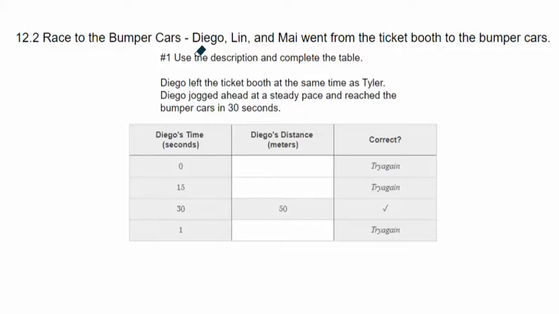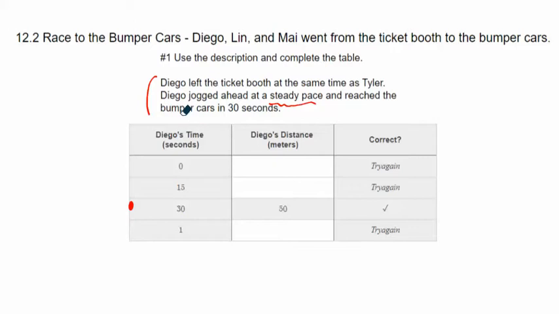Diego, Lynn, and Mai went from the ticket booth to the bumper cars. Here's some information you're going to use. Diego left the ticket booth at the same time as Tyler. Diego jogged ahead at a steady pace. That steady pace is important. That means it's constant. He reached the bumper cars in 30 seconds. So look at the information they gave you, right here. You're going to use that information to help you find his constant.